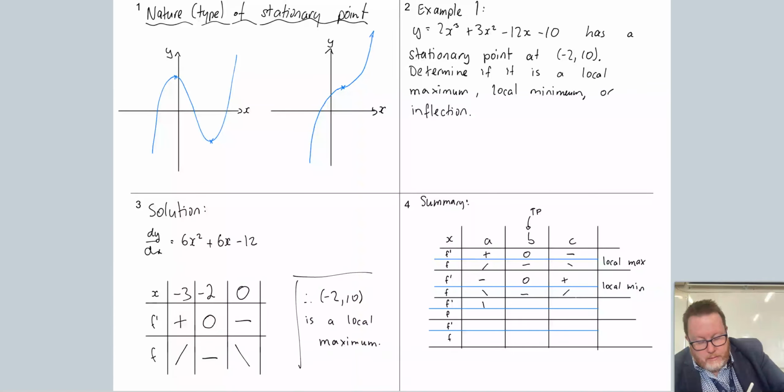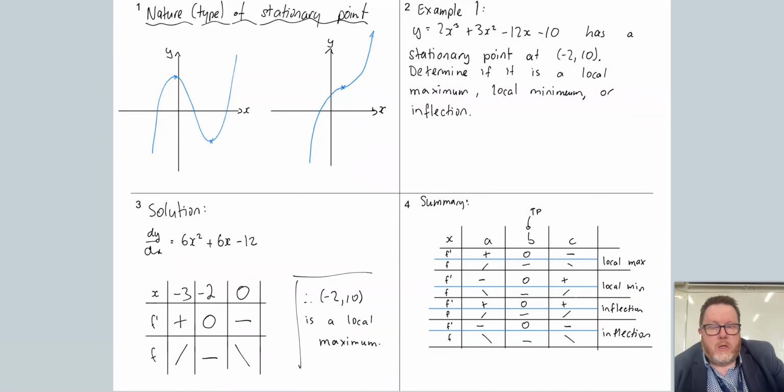On the other hand, if I have a positive gradient, then a 0 gradient, then a positive gradient, that would be up and then flattens out and then keeps going up. That's an inflection. And if I have a negative gradient and then 0 and then a negative gradient again, that'd be down, flat, down again. It's another inflection. So if the gradient is the same sign either side of the stationary point, it must be an inflection. If it changes sign, then it's either going to be a local maximum or a local minimum. Refer to this table, but hopefully it makes sense.